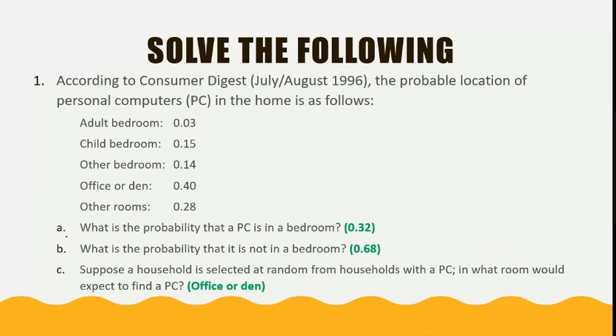Now you have three questions with the answers. You'll just have to provide the explanation or solution for these answers. What is the probability that a personal computer is in a bedroom? So that's 0.32. Not in a bedroom, 0.68. And when you go to the house, in which room do you think a personal computer is located? The answer is office or den. Again, you provide the solution to this one. For letter C, you might use sentences to explain your answer.